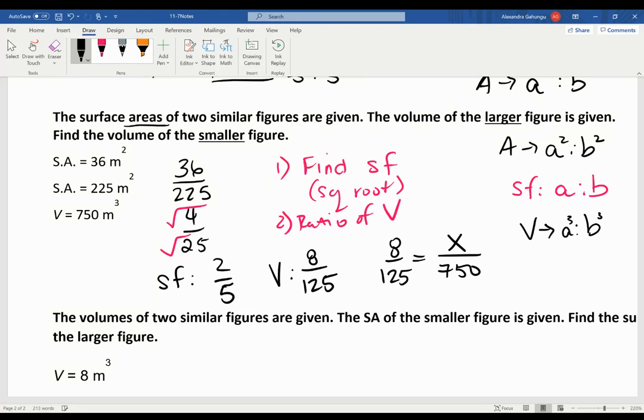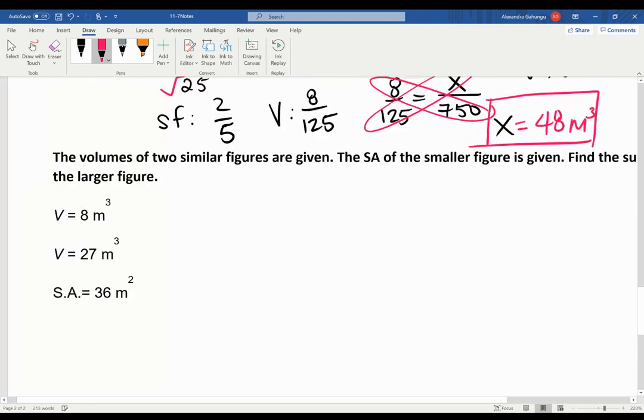X is unknown. And you can cross multiply, or you can figure out, okay, I went from 125 to 750 by multiplying by 6, so I can take 8 and multiply it by 6. I get 48 meters cubed.